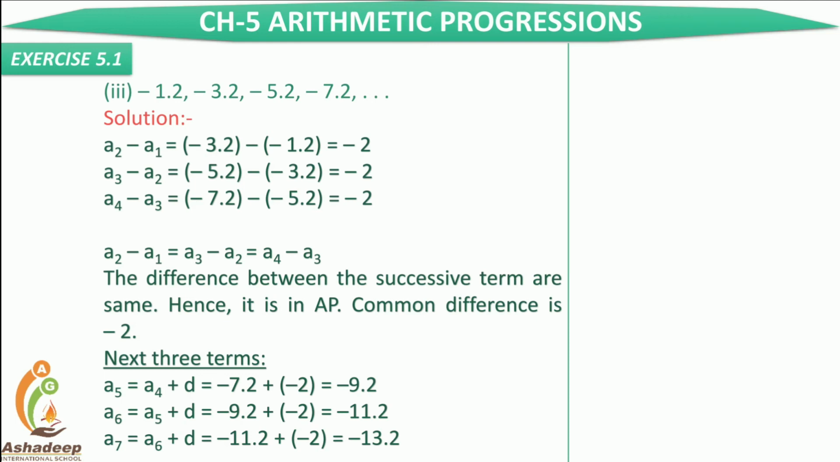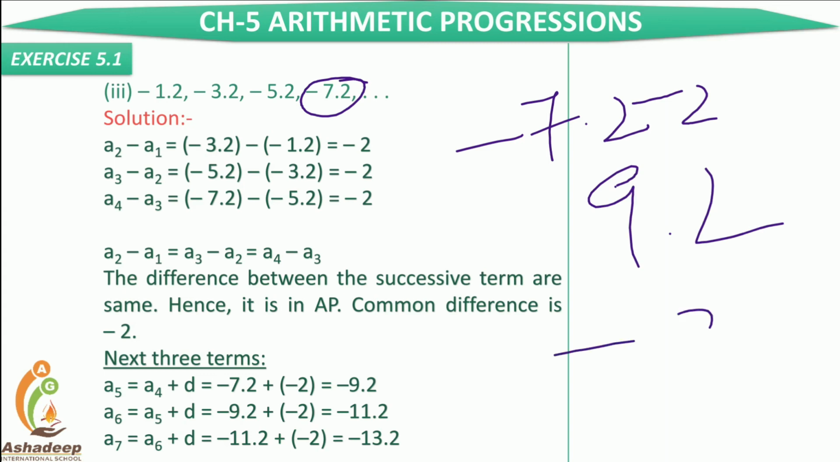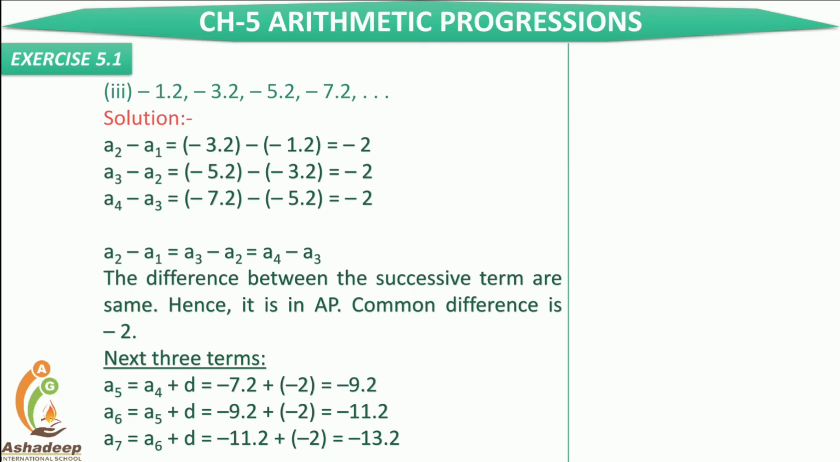If it is in the AP, we need to find out the more terms. So add minus 7 by 2 plus 2. Right, so it is going to be 9.2 plus 2. So it is going to be 9 and then 11.2 and then 13.2. Right, simple. A5 is equal to A4 plus d, A6 is equal to A5 plus d, and A7 is equal to A6 plus d. Okay, how that will come, that we will see in the previous sum.